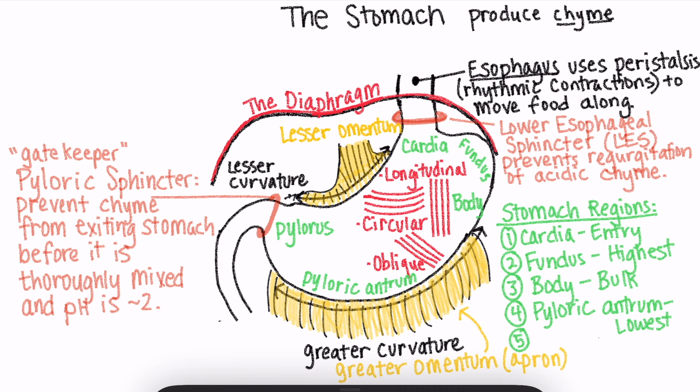And then you've got the pylorus, which is the exit point. So it's opposite of the cardia in a way, right? Cardia is the entry point, pylorus is the exit point.